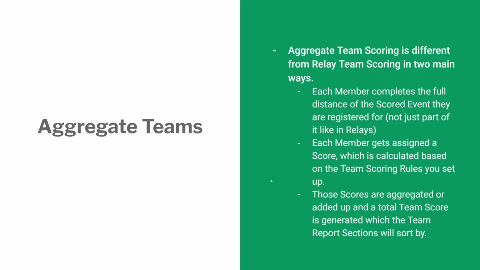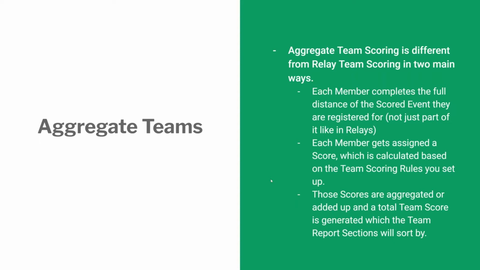So in relays, you have 3 people doing the full length of the course together. One's doing a third of it, another one's doing another third, another one's doing the last third. But with aggregate teams, everybody is doing the full distance. Then each member of the team gets assigned a score. Now that score is calculated based on the team scoring rules that you set up.